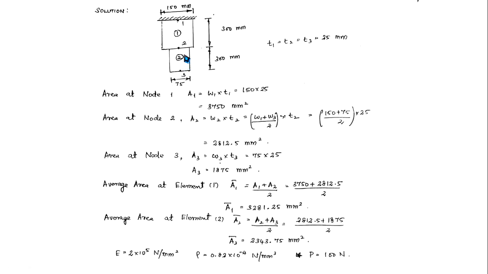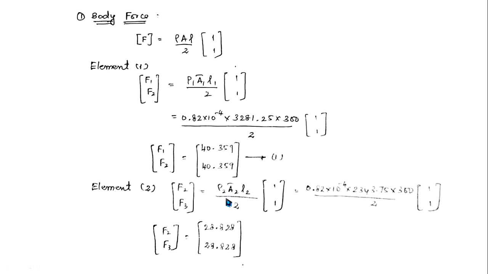So in element 2 you have nodes 2 and 3, so obviously rho 2 A2 L2 by 2, density is constant. So the area of element 2 we would have calculated in the previous step. Substitute here, you will get the body force for element 2. What is the next step now?